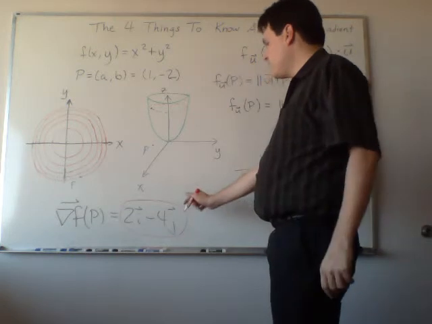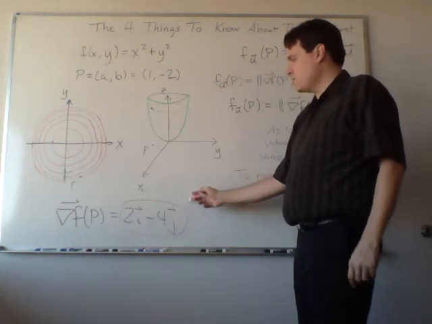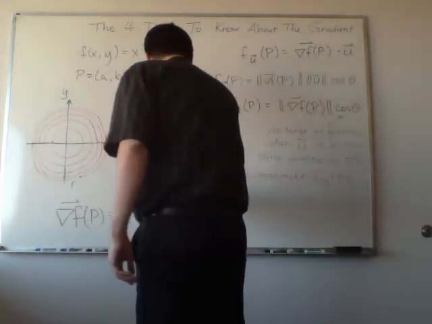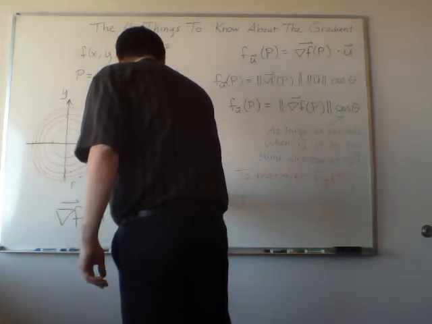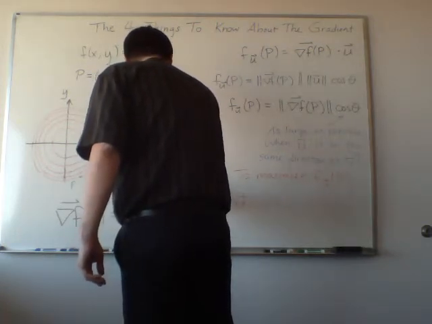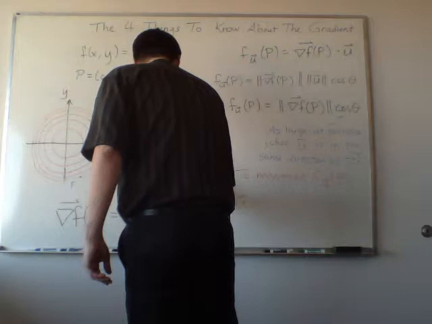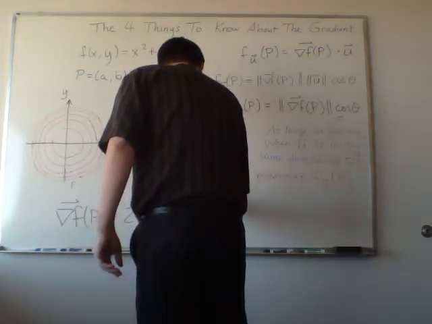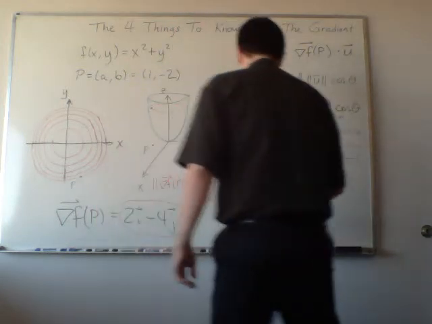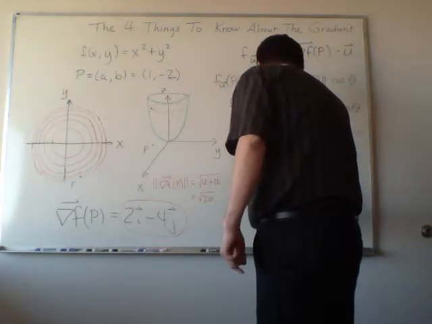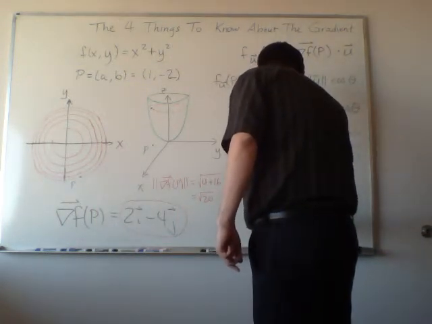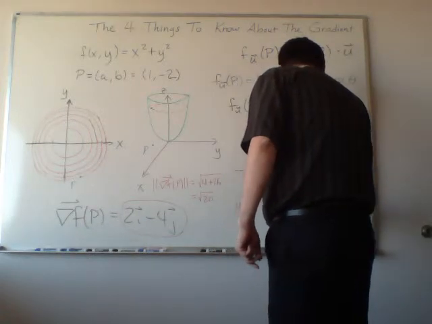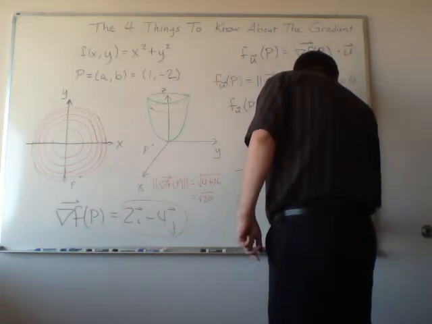To unitize this, I need to divide by its magnitude, which I calculated earlier. The magnitude is, well, let's just write it out. The magnitude is going to be the square root of 4 plus 16, which is root 20. So my unit vector is going to be 2 over root 20 i minus 4 over root 20 j.